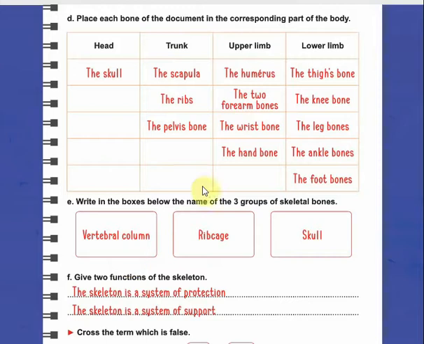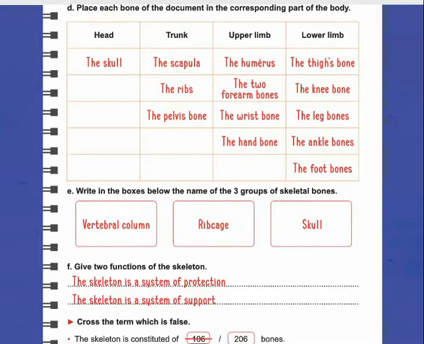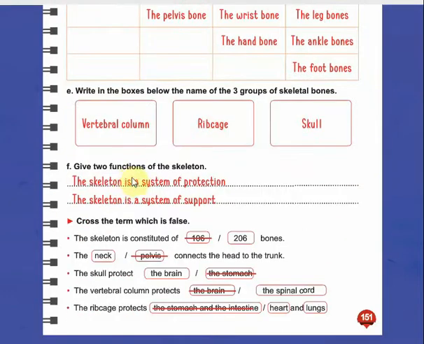You have also to study this page, to write the bones here in each part, and you have also to write here the 3 groups of skeletal bones. These are the vertebral column, the rib cage, and the skull. Okay, don't forget the 2 functions of the skeleton and the last part in this page.